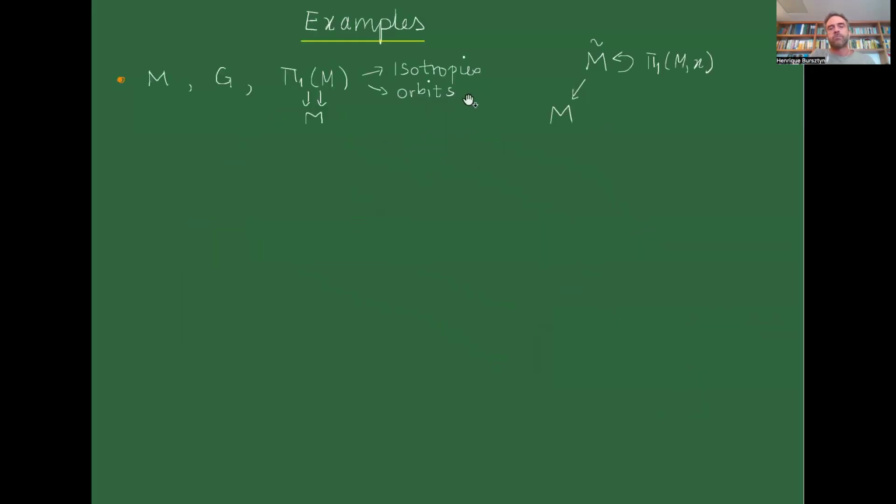And the orbits are, so two points are in the same orbit if there is a path linking them. So we are talking about the connected components of M. So these are the orbits.